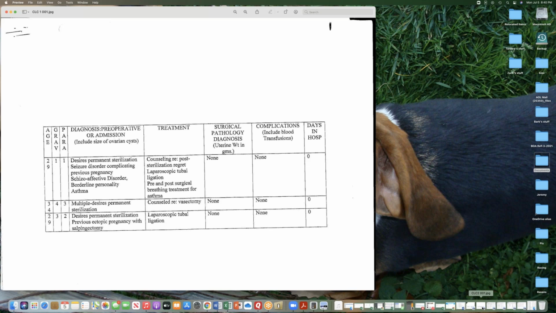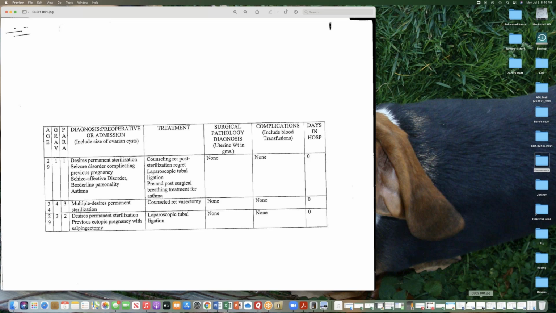Okay. All right, so I'm going to add a few other comments here. So let's take a look at it, guys. And you guys picked up a bunch of good stuff. So looking at the first patient there, desires permanent sterilization. Fine. Seizure disorder complicating previous pregnancy. Okay, I don't have a major big issue with that being on there. It kind of gives a little bit more credence why the patient might be thinking that.